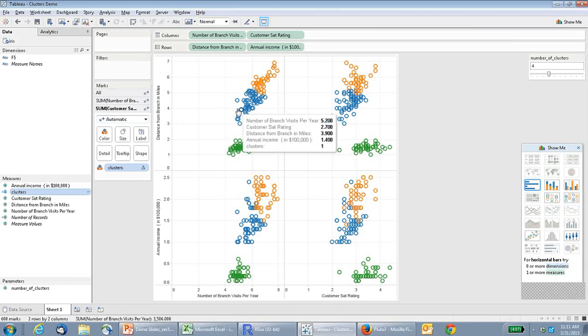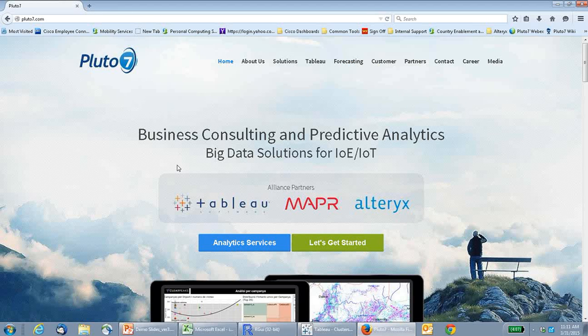Now this is a simple example of showing how you can fetch your data and integrate that with R and visualize them in Tableau.